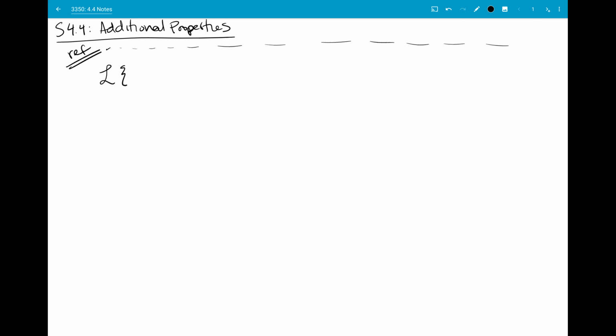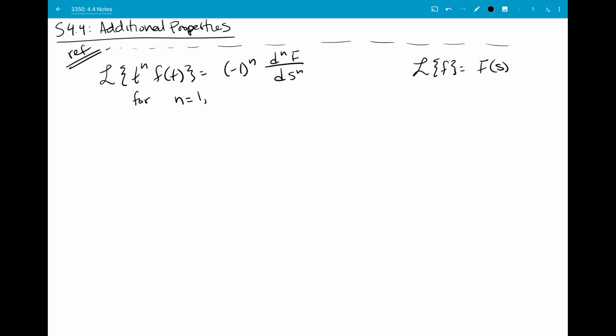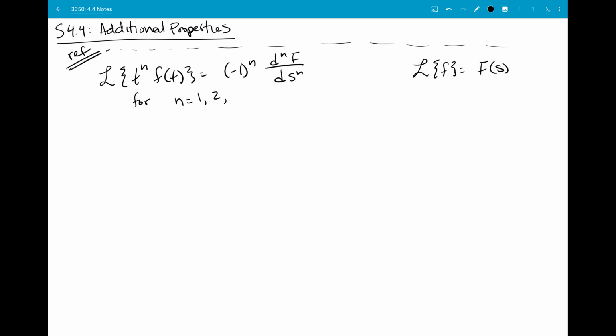The first one is going to be the Laplace transform of t to some power n times f of t is equal to minus 1 to the nth power times the nth derivative of capital F with respect to s, where we always have that L of little f is equal to big F. And this is only going to hold for n being whole counting numbers, 1, 2, 3, and so on, so that derivative makes sense.